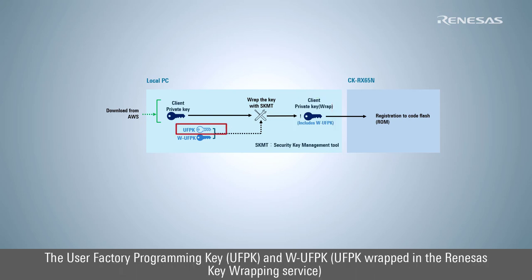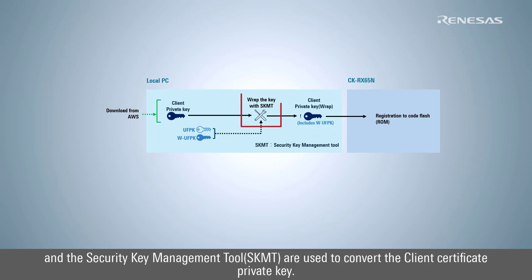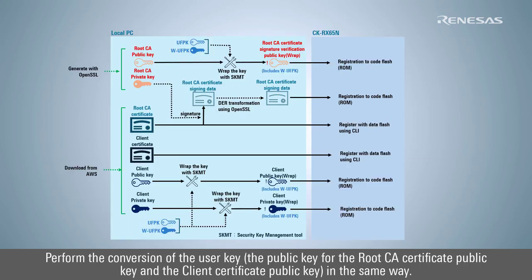The user factory programming key, UFPK, and UFPK wrapped in the Renesas Key Wrap Service, WUFPK, and the Security Key Management Tool are used to convert the client certificate private key. Perform the conversion of the user key, the public key for the root CA certificate public key and the client certificate public key, in the same way.